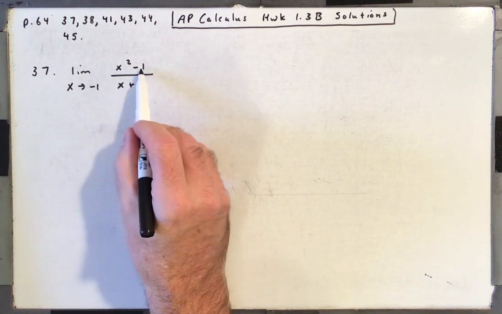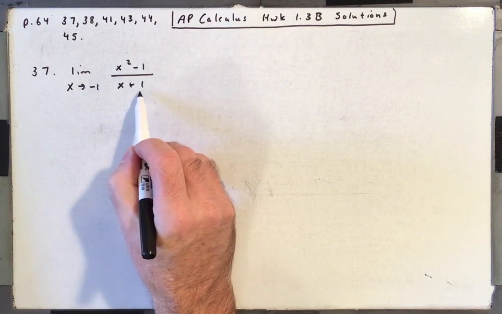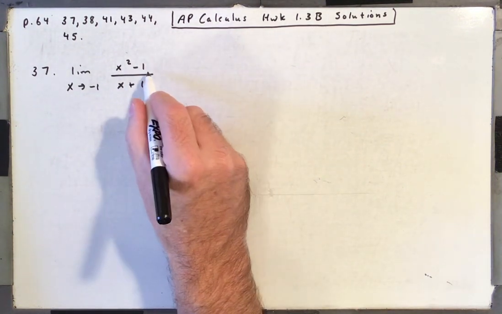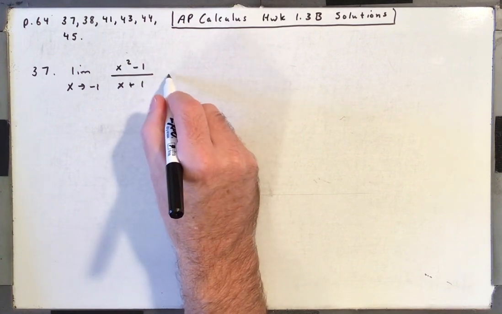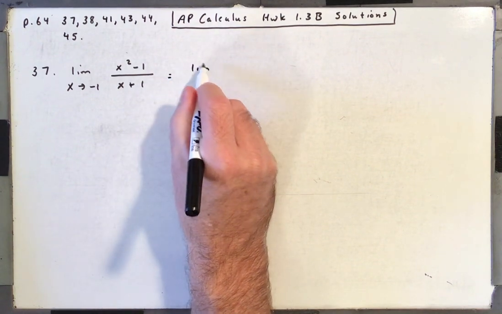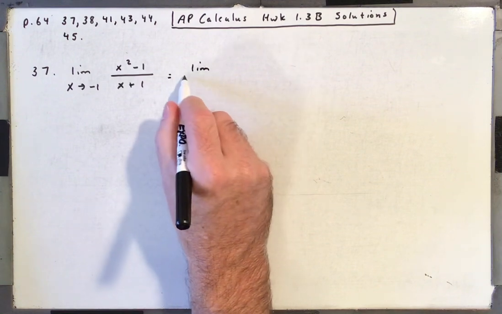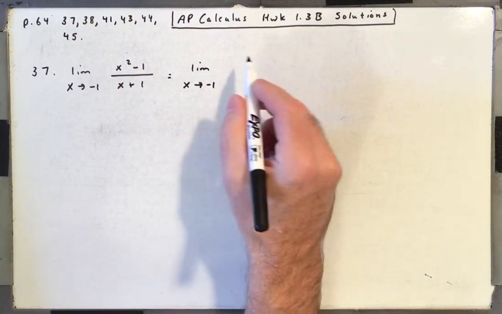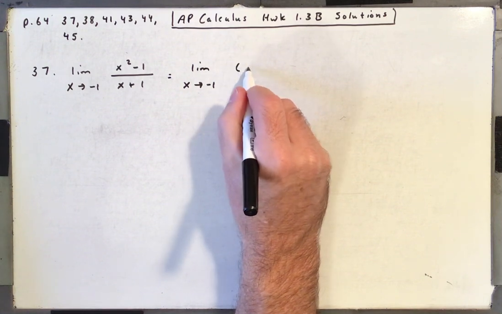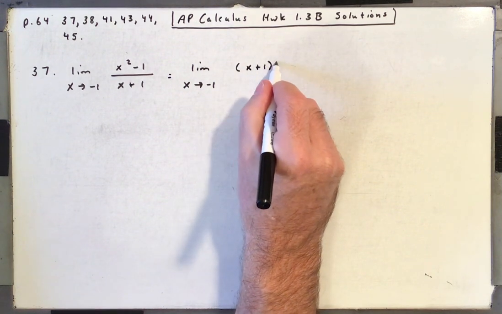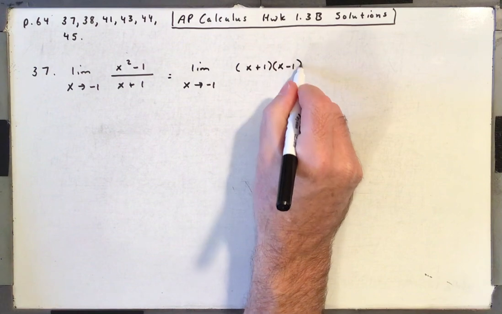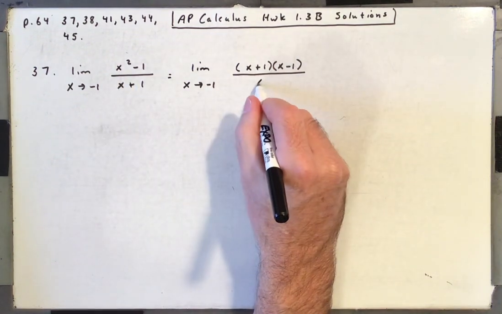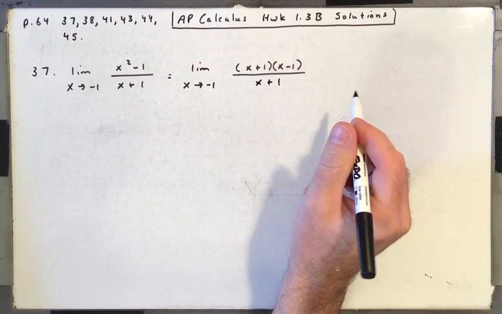If you plug in a -1, you're going to get 0 over 0, indeterminate form. So we're going to need to algebraically manipulate this to see if we can get an answer. The numerator looks like the difference of two perfect squares. So let's factor that into x plus 1 and x minus 1. You FOIL that back out, you'll get x squared minus 1 over x plus 1.